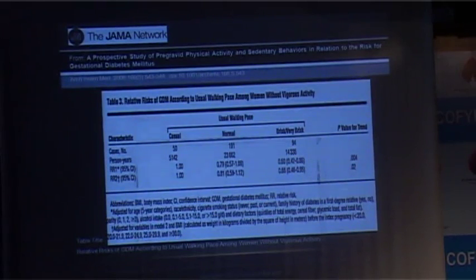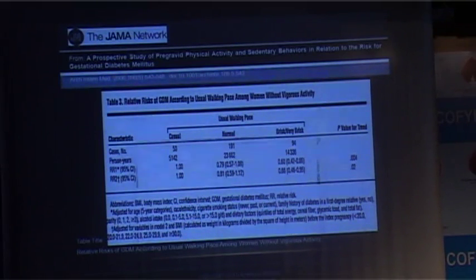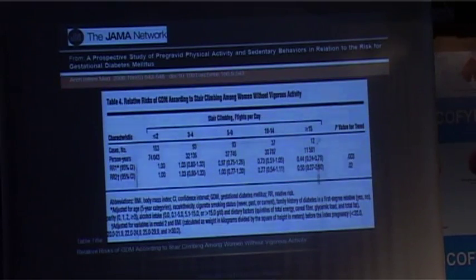Okay, so these are the relative risks, again in a different way. Casual exercise, normal exercise, walking, very brisk exercise, and you can see again the relative risks dropping from 1 to 0.79 to 0.6. This is a clinically significant improvement. So there is definite evidence of improvement in the risk of gestational diabetes just by the activities.